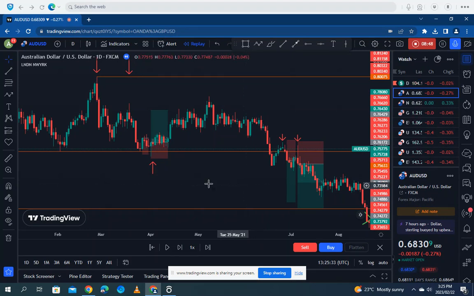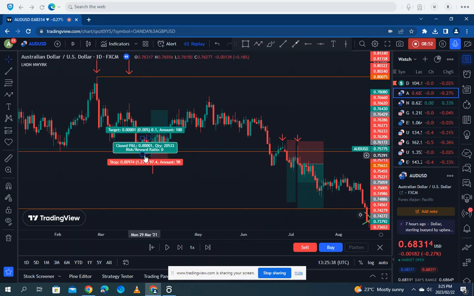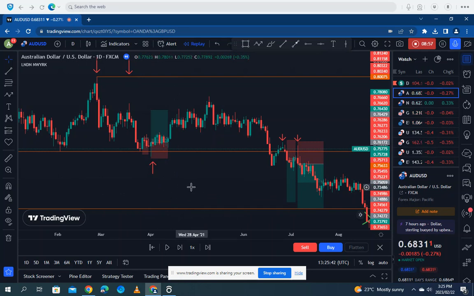Now, let's break down the numbers here. We're risking 2% on each and every trade from our $100 that we're going to be trading, right? $100 account, we're risking 2%. That means for every trade that we take, we're going to lose $2, but when we win, we're going to win $4, right? And that's what we've been doing in this strategy.